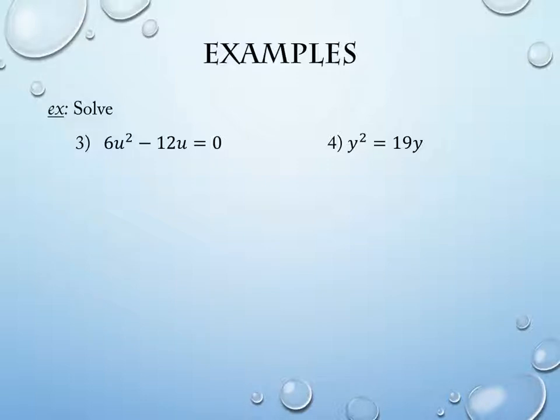It's a 6. And it's not because the 6 is the first thing in the list. It's because the 6 is the value associated with the u squared, our highest degree term. Okay, good job.